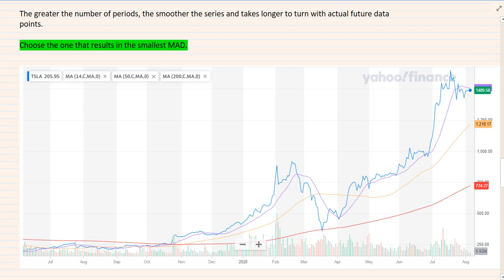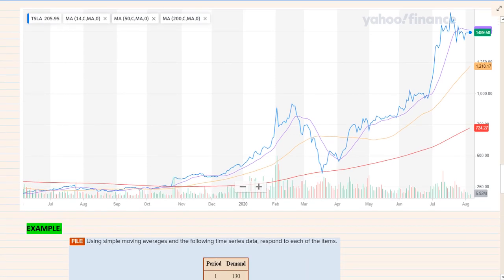So again, these longer periods are more for smoothing the noise and looking at a really long period of time, maybe for long-term investors. Okay, so that's the idea of moving average.